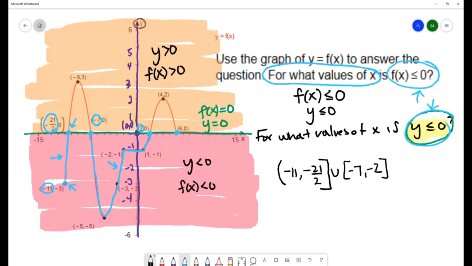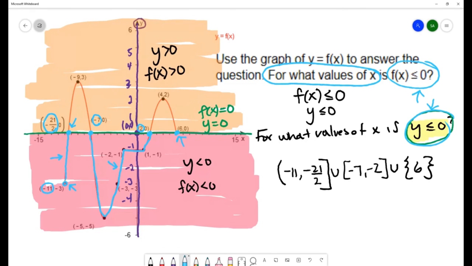And we have one more point to include, and that's this point right here. Now this one is different than the others. This is an individual point instead of an interval of points. And so instead of using interval notation, we're going to use set notation. And in set notation, we use the curly braces. And we're going to put that 6 in the curly braces. So these are all the x's where y is less than or equal to 0.